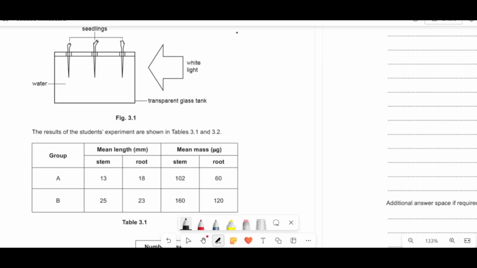Fine. Let's have a look. So then they say they've got the seedlings, they've got water, they've got white light going this way, and it's transparent glass. And then here we go. It says the results of the students are recorded in this table. So we've got mean length of the stem and the root, mean mass of the stem and the root, and it's group A and so forth, right?